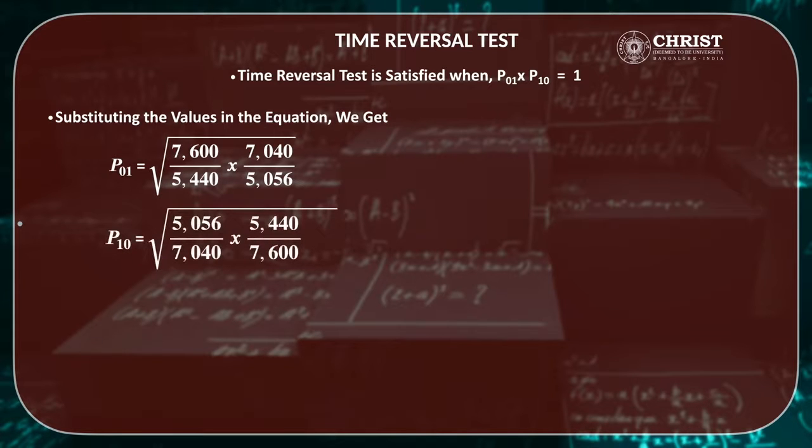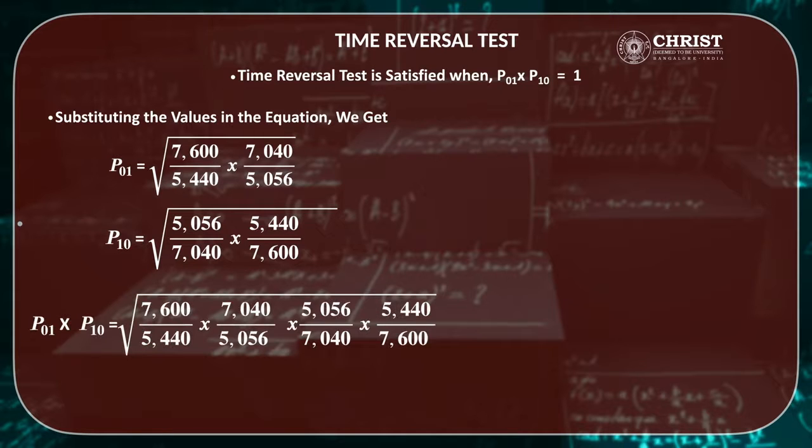P10, that is we are interchanging the current year and the base year. It is square root of 5056 divided by 7040 into 5440 divided by 7600. Now all the values will get cancelled, that is P01 into P10 is equal to 1. That is how we have proved the time reversal test.